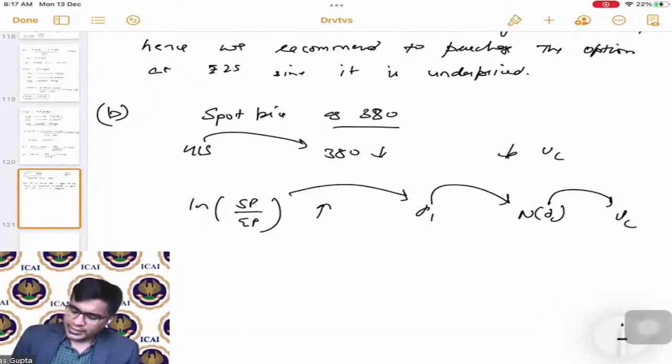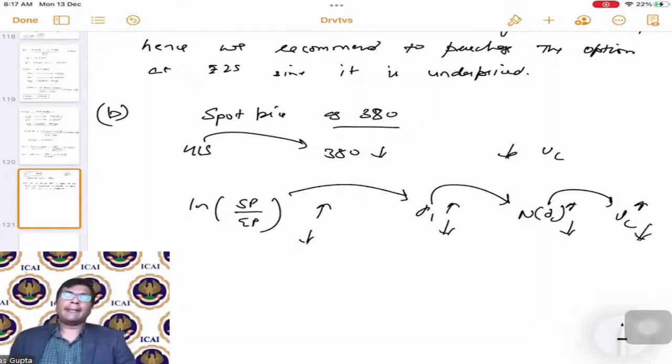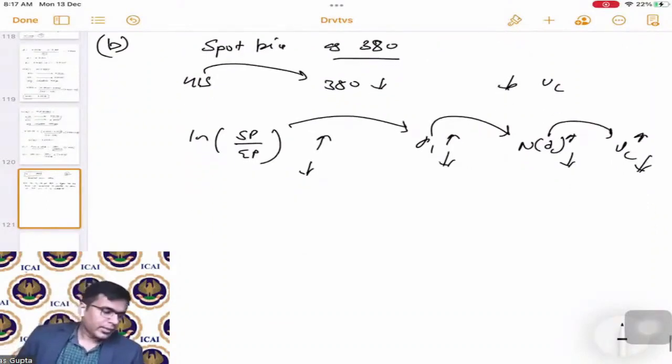Correct? And similarly, lower spot price will result into lower D1, lower N(D1), and lower valuation. So if it is higher, all the things will have a higher impact. Correct? Now, let us just calculate D1 here.